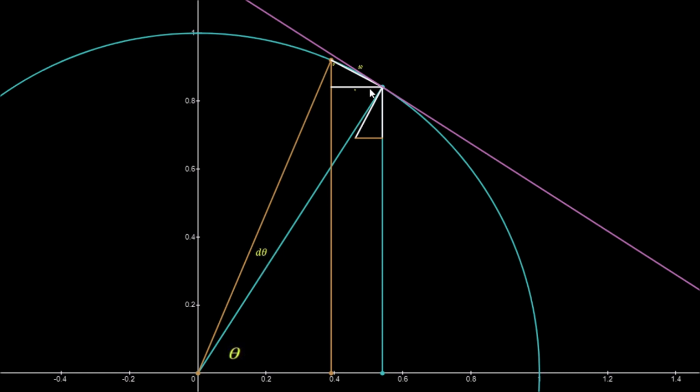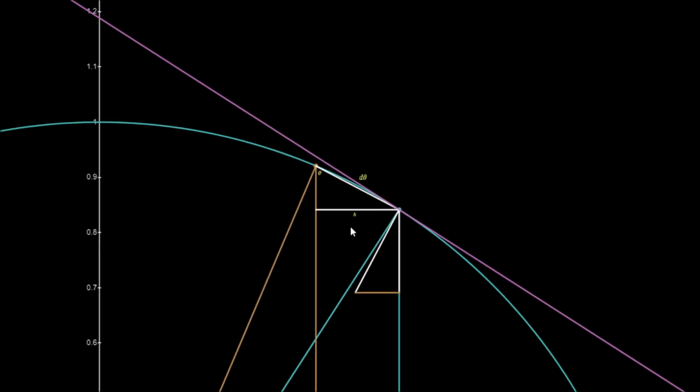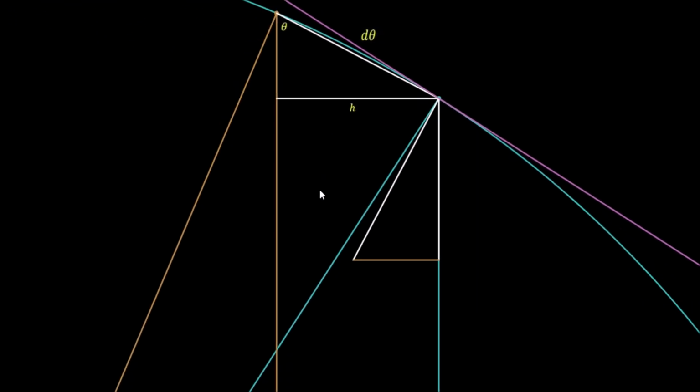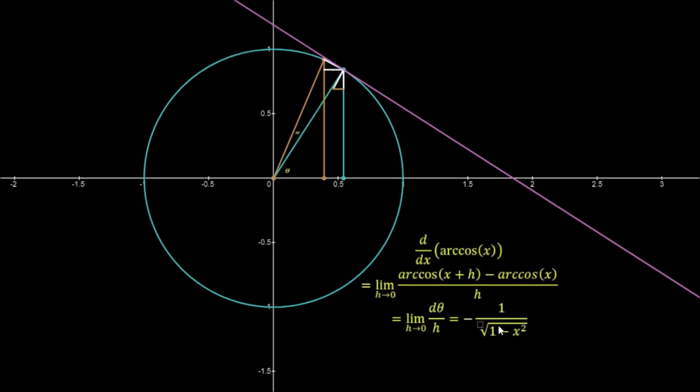So we still end up with the same triangle here, and it's still a similar triangle. Now the only difference is that the value for h, if we zoom in, is now going to be this distance here. And it's actually a value of minus h. So whenever we work out the limit, it is going to be the minus d theta by h, which again is going to give us the value of our minus 1 upon the root of 1 minus x squared.